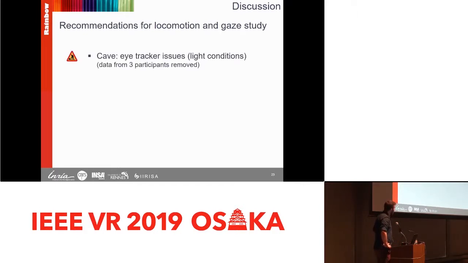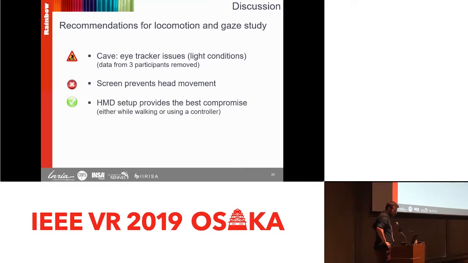For the CAVE, we had some eye tracking issues. It's because when you are in a CAVE, it's a very dark room, and our eye tracker needs some light to be able to track the gaze. Because of this, we had to remove the data from 3 participants. We don't recommend the screen because it prevents head movement. It's not as immersive as the other conditions. So we think that the HMD setup provides the best compromise to do studies about locomotion and gaze.